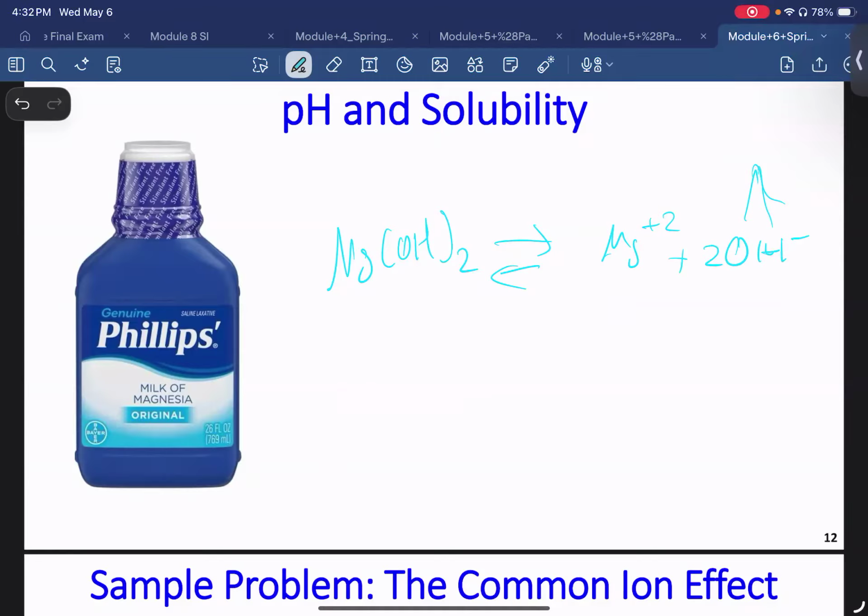And let's say instead of adding that, I add HCl. You're going to decrease the hydroxide concentration in this case because you're adding an ion that's going to react with hydroxide and remove hydroxide from the equilibrium. So the reaction is going to shift to the right. Okay.